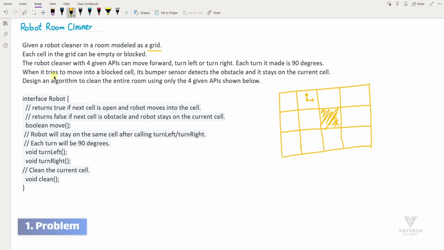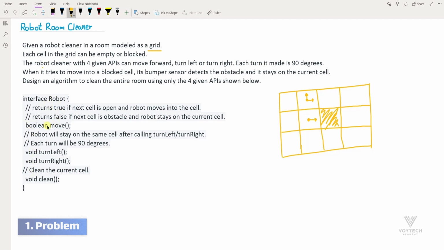And when it tries to move into a blocked cell like this, its bumper sensor detects the obstacle and it stays on the current cell. So consider the robot is here and it is moving toward this direction. As this cell is blocked, it cannot go there, so it just stays in this cell. Okay, so we have to design an algorithm to clean the entire room with these APIs that we have here.